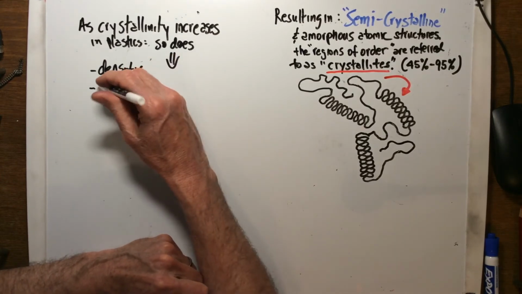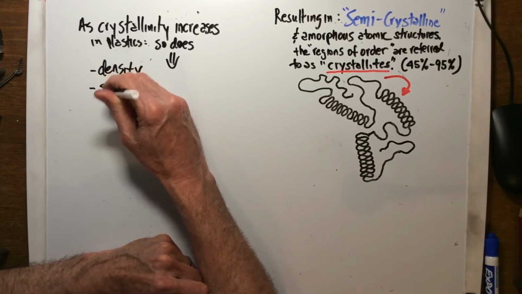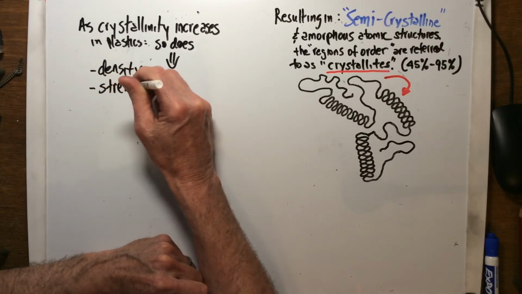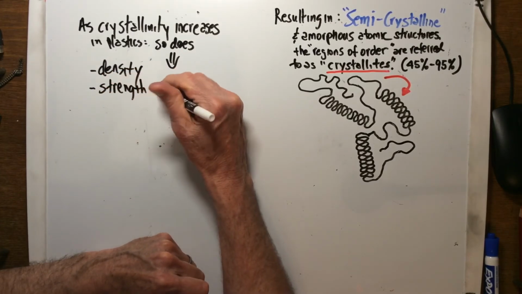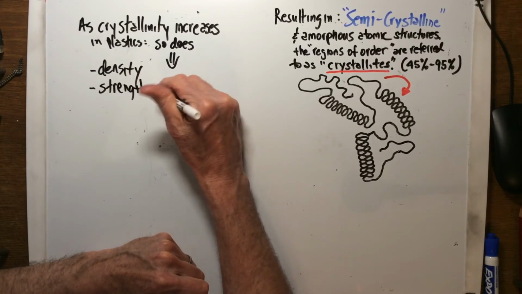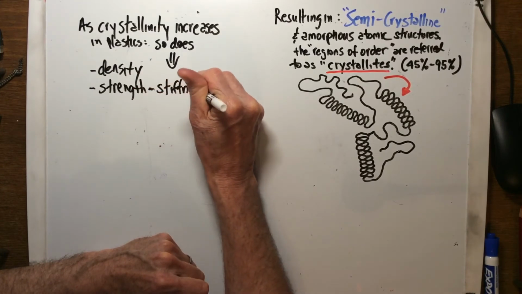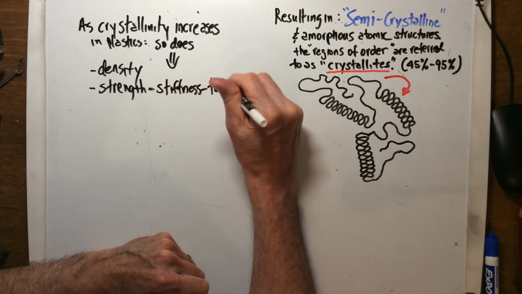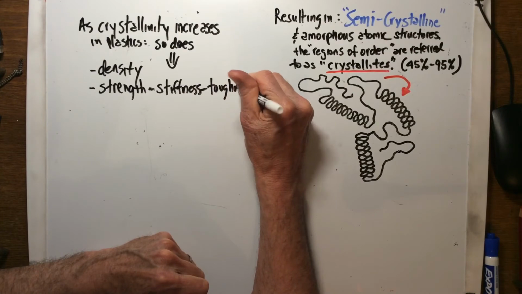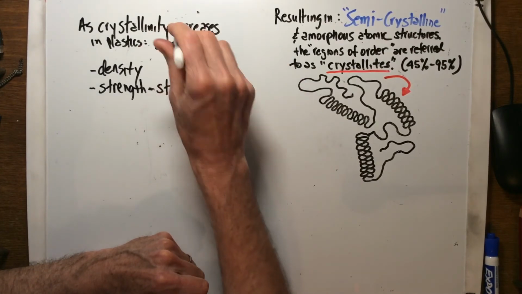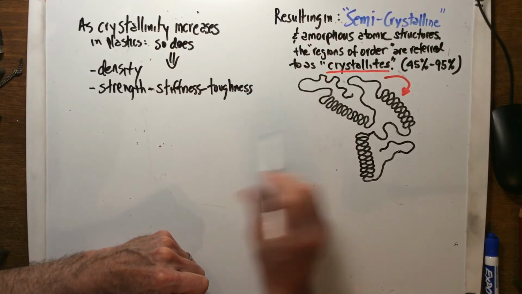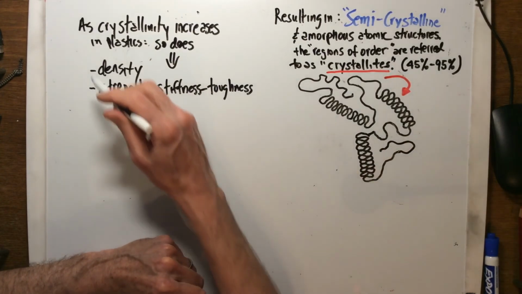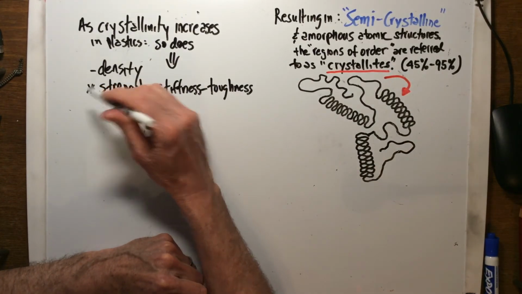Here's some very important information because it's relevant to what we've been talking about property-wise. The strength increases, not only strength, but stiffness, and you know these properties, of course, and finally toughness. All of these major material properties are on the rise as the crystallinity percentage increases in that polymer. So very important to understand that.